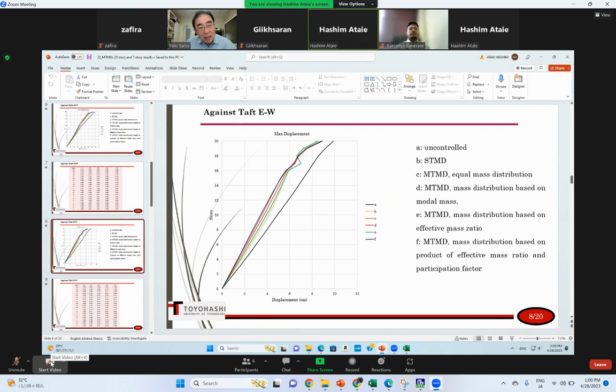And this is on the top. Again, the product of the effective mass ratio and participation factor has given better results.